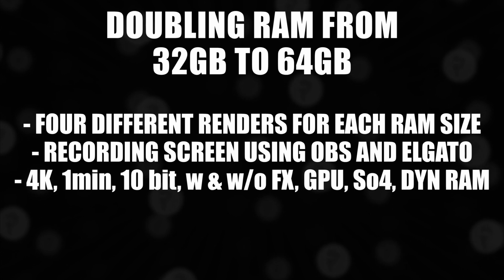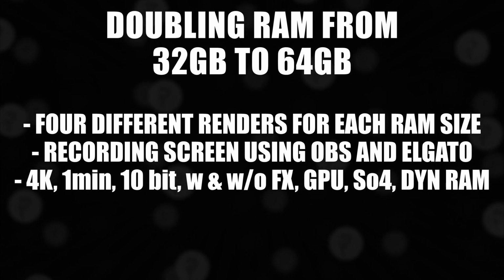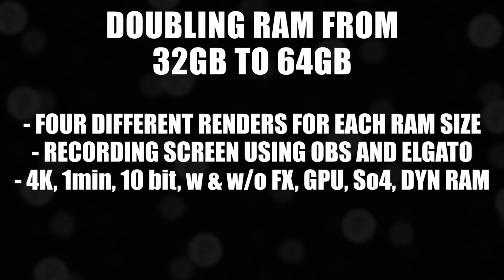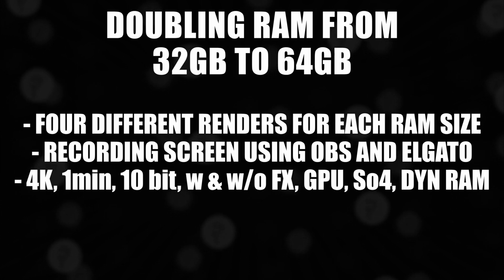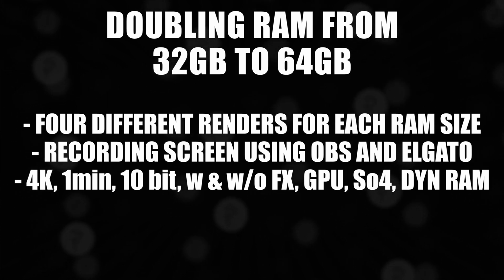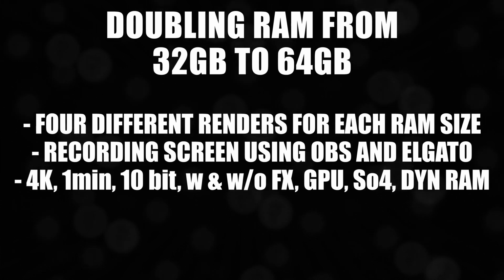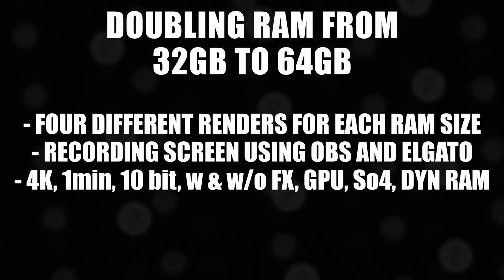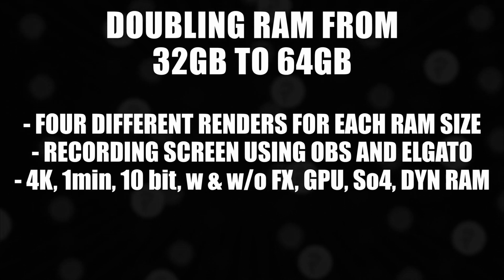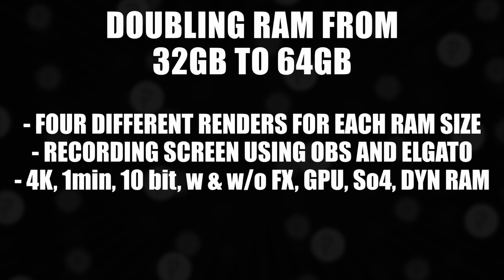Now what I'm going to be rendering is a 4K video, which is 1 minute long, and it is in 10-bit color, and I'm going to render it with and without effects. GPU accelerated encoding will be on, the SO4 compound reader will be enabled, and my dynamic RAM is going to vary from 0 to 30,000.